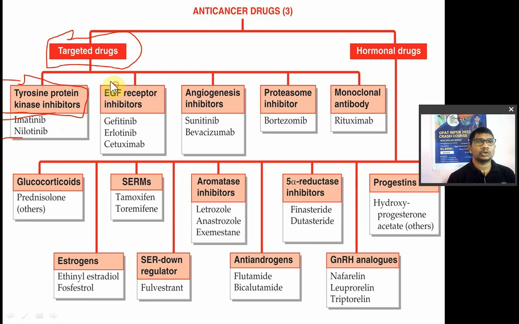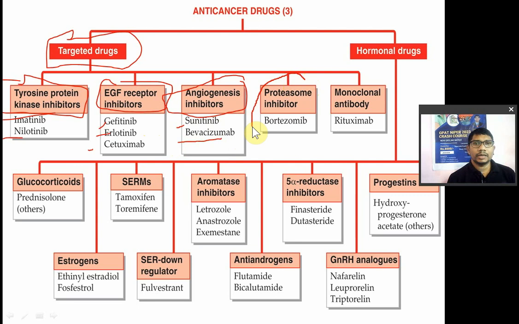Then the second class is the epidermal growth factor receptor inhibitor. In that you have gefitinib, erlotinib and cetuximab. Now the third class in the targeted drugs is the angiogenesis inhibitor. What does angiogenesis mean? The proliferation, the multiplication of blood vessels. These are called vascular endothelial growth factor inhibitors. So angiogenesis inhibitors, or vascular endothelial growth factor inhibitors. In that you have two drugs known as sunitinib and bevacizumab.